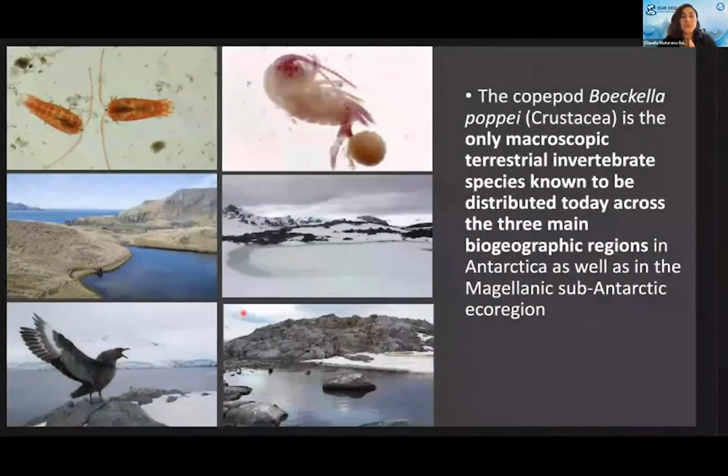So we decided to study a key species for the freshwater ecosystem, Boeckella poppei, which is a copepod, and more importantly, it is the only macroscopic terrestrial invertebrate species known to be distributed today across the three main biogeographic regions in Antarctica and in the Magallanes subantarctic ecoregion. This species has a very limited dispersal capacity, probably mediated only by passive vectors such as birds and probably wind.